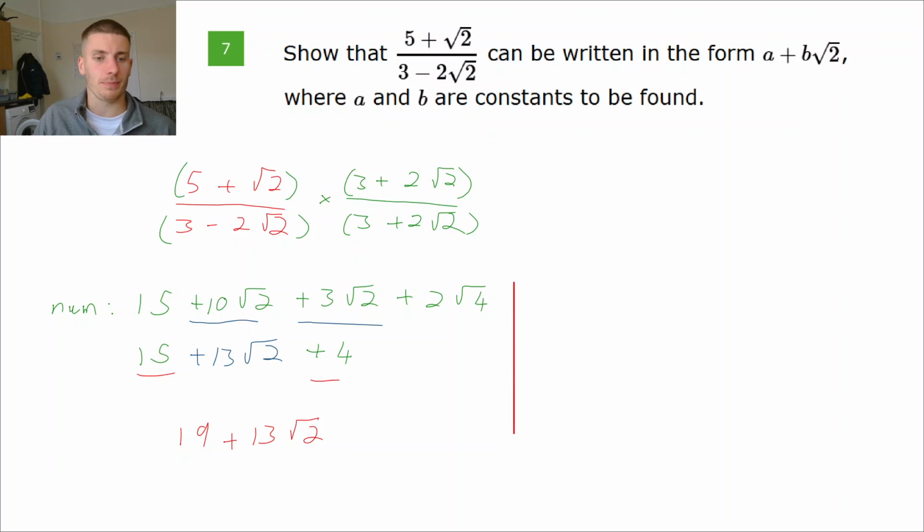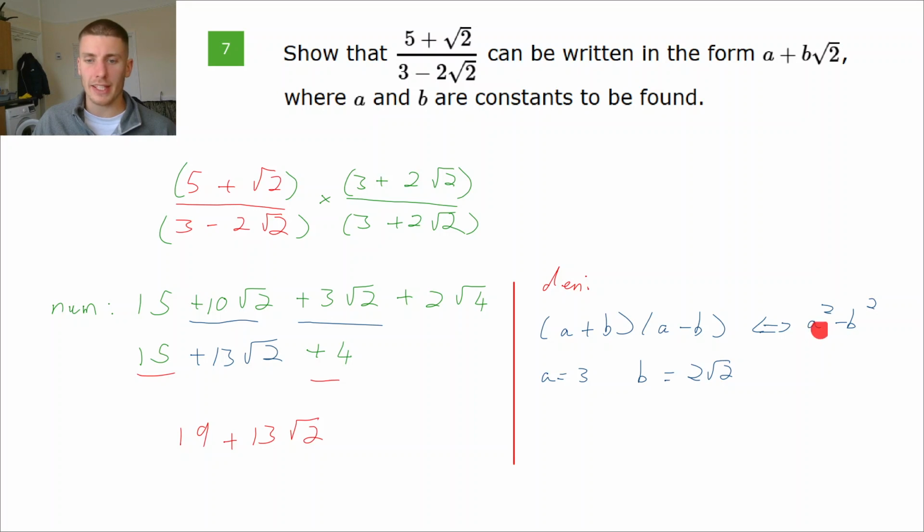Good. Excellent. Let's now go and consider the denominator part. Okay, denominator. So we're doing 3 take away 2 root 2, bracket, times 3 plus 2 root 2. And again, this is of course in our difference of two squares form, a plus b, a take away b, which we know is going to go into the equivalent a squared take away b squared form, where in this case a is equal to 3 and b is equal to 2 root 2.